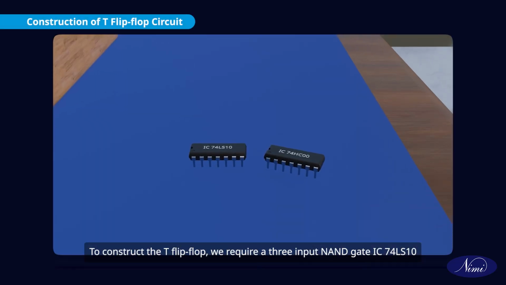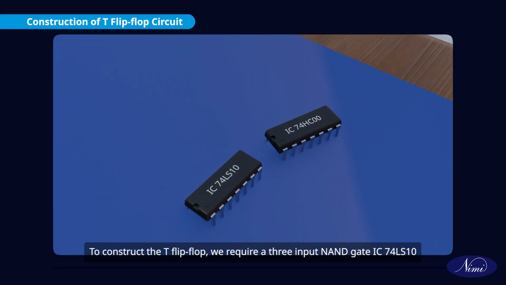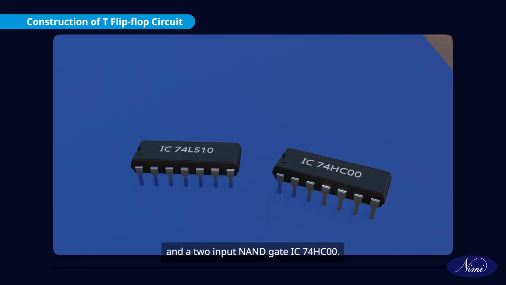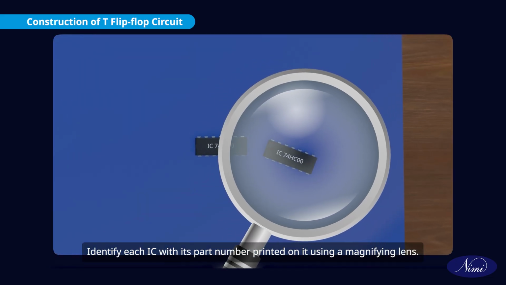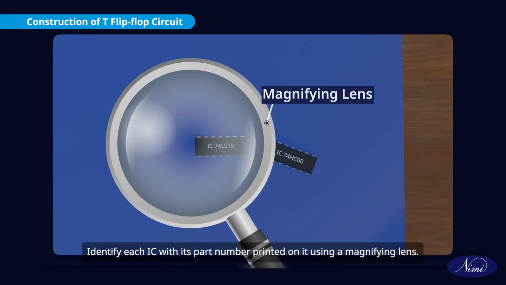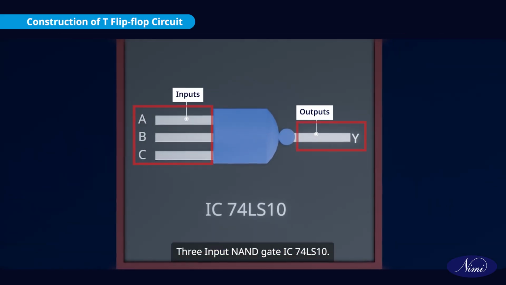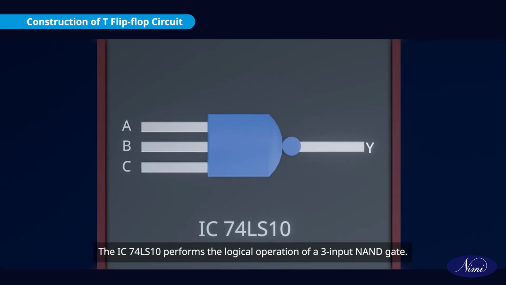To construct the T flip-flop, we require a 3-input NAND gate IC74LS10 and a 2-input NAND gate IC74HC00. Identify each IC with its part number printed on it using a magnifying lens. 3-input NAND gate IC74LS10. The IC74LS10 performs the logical operation of a 3-input NAND gate.